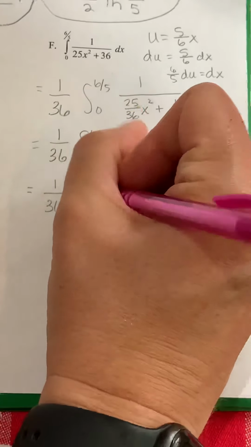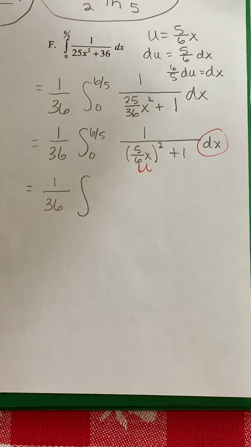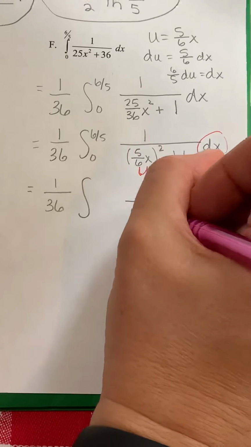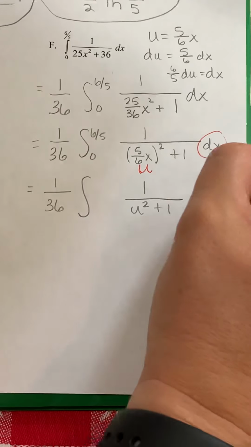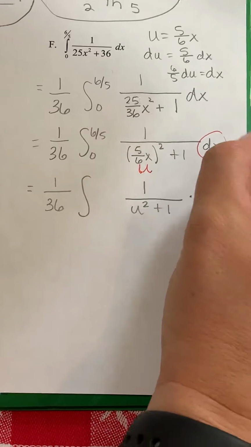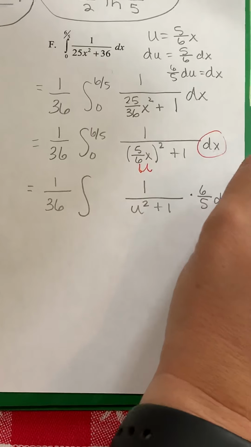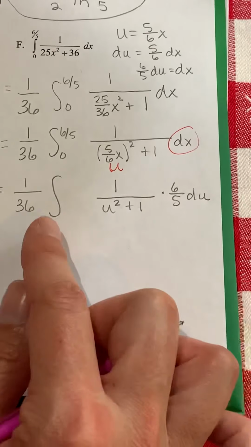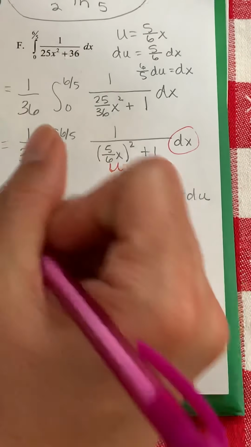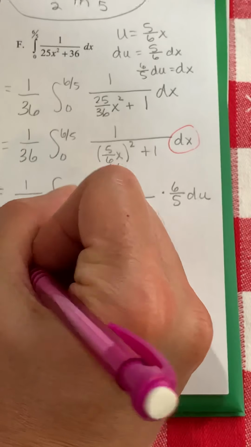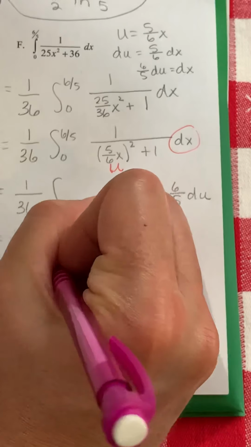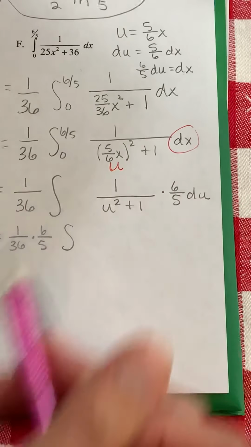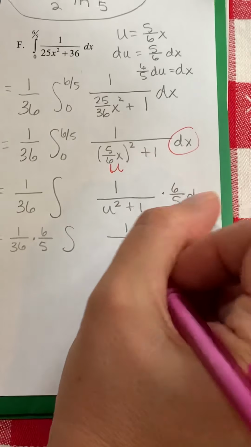So we have the 1 over 36. We're going to change our limits of integration in a minute. Substituting in, I have 1 over u squared plus 1. And then this dx, we said was 6/5 du. Now this fraction can come out and join this other fraction, so I'm going to have 1 over 36 times 6/5, so some good reducing happens there. I still haven't put in my limits of integration quite yet.